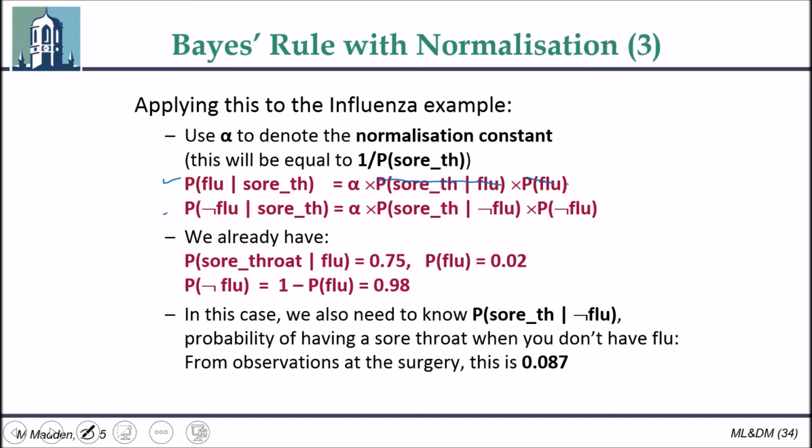We can say the probability of not flu is 1 minus the probability of flu, which is 98%. So we've got that. The one term we're missing is the probability of sore throat given that you don't have the flu. And I happen to have that data from my observations in my surgery. This is 8.7%.